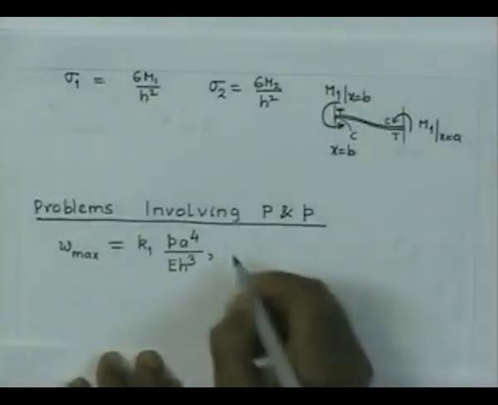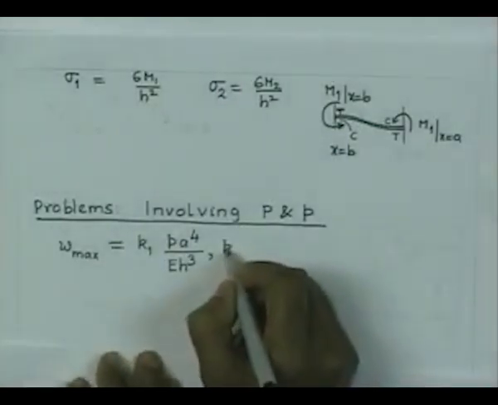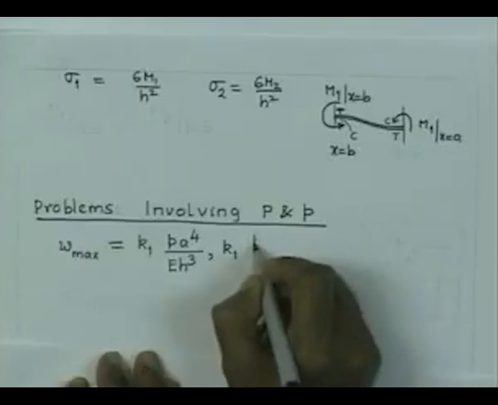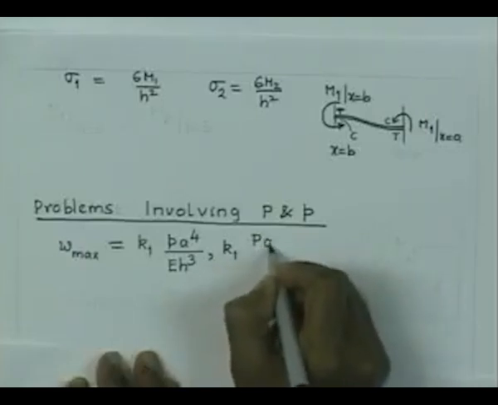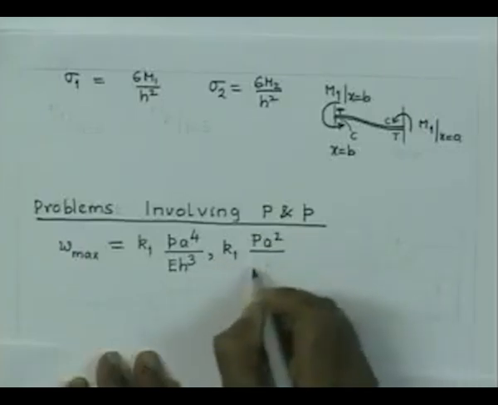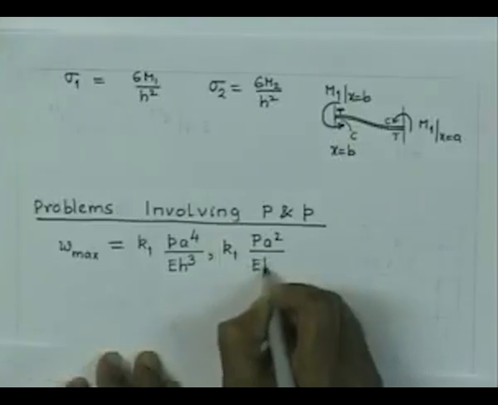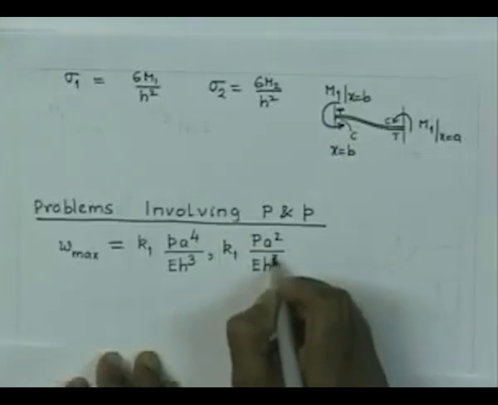Similarly, if it is the case of the concentrated load, then we will have another constant, and then it is going to look like this, P a square by h cube.